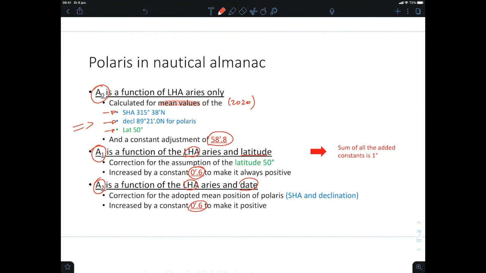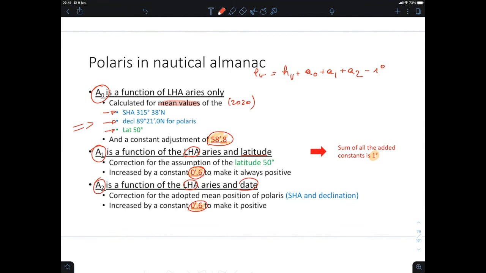So this means that you have correction A0 plus A1 plus A2. And in this correction, you have added 58.8, you have added 0.6 and 0.6. So in total, this makes a constant of 1 degree that has been added. So in the end, for the correction, you have to subtract this 1 degree. You apply all these corrections to your observed and corrected altitude, and this will give you then your latitude.